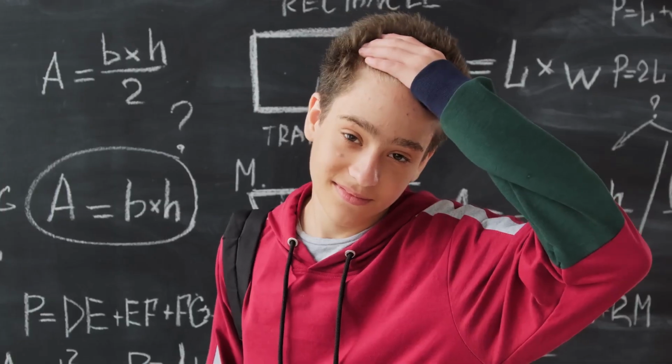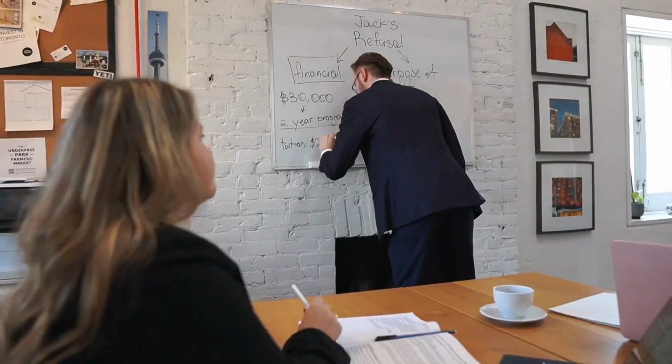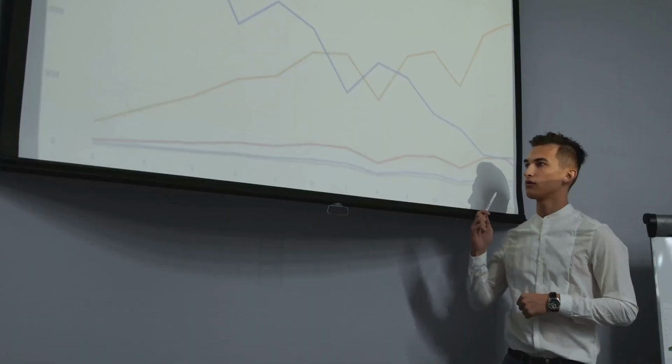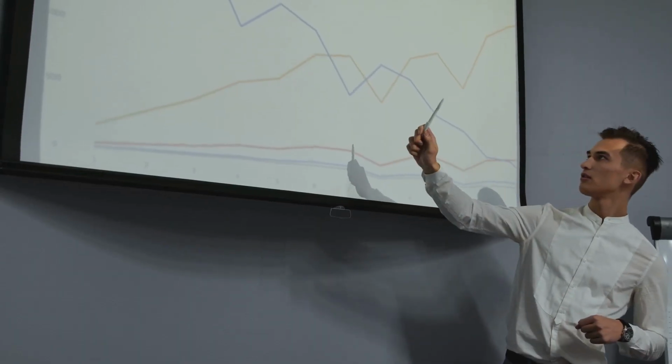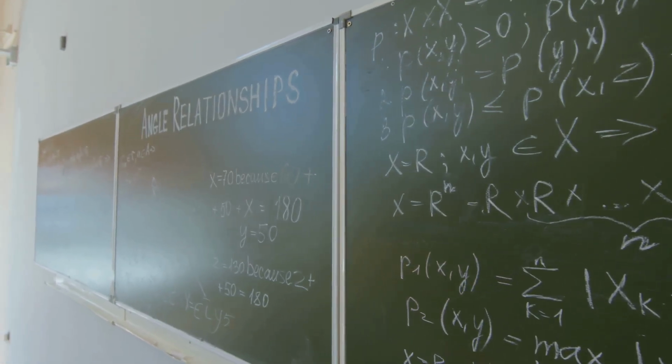Hey there, ever wondered how to test a null hypothesis? Let me break it down for you step by step. First up, you need to state your null hypothesis. This is basically a statement that there's no effect or no difference. For example, the average test score is 75.